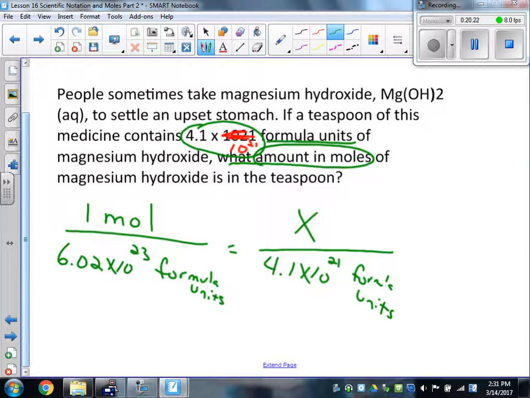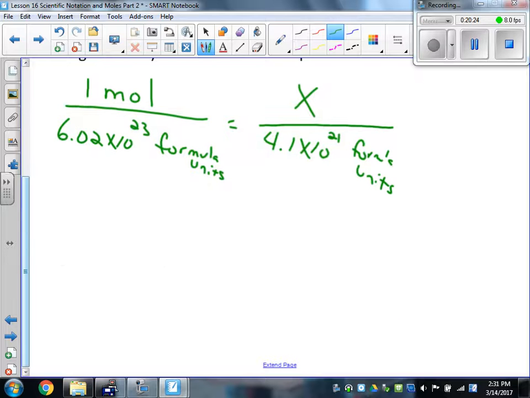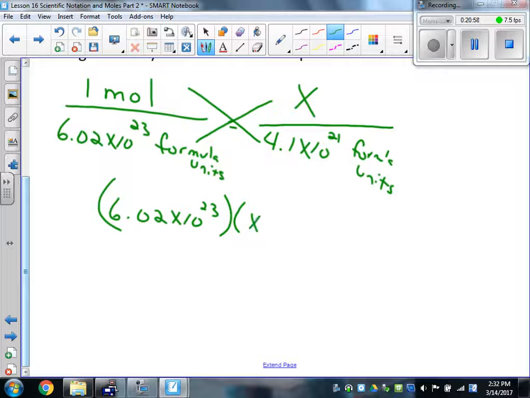Now, here's the tricky part with this, though. Yesterday, we just cross-multiplied and solved, and it was boom, done. But now you've got to pay a little closer attention here. When I cross-multiply, you might say, I'm going to take this times this. You can do that first, no biggie. Or you can take this times this. But that's where cross-multiplying, still got to cross-multiply. I'm going to write this one down first. It doesn't matter, guys. But look, 6.02 times 10 to the 23 times x.